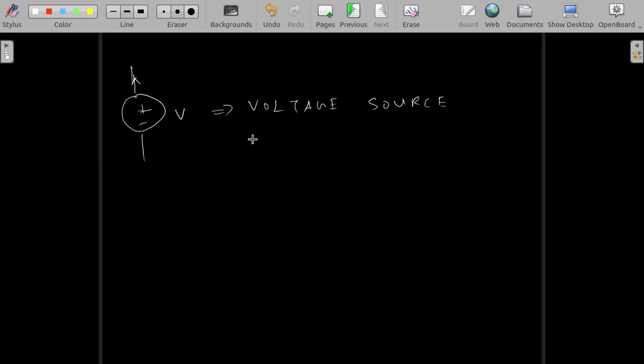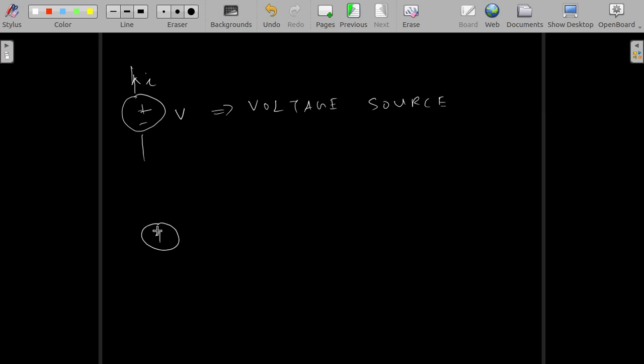This is a voltage source. So we have this round notation. The voltage will be written in capital V. The current which is going out of the higher potential will be termed as small i. So capital V and small i.